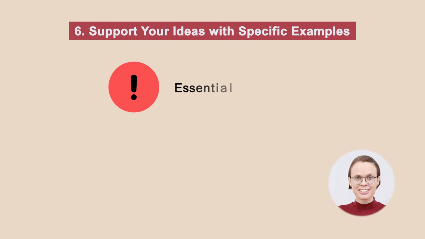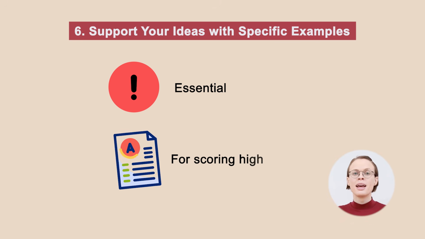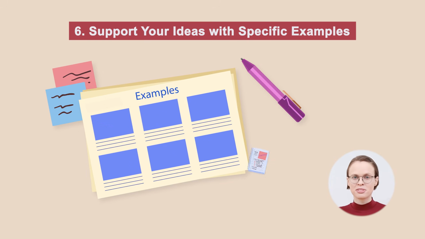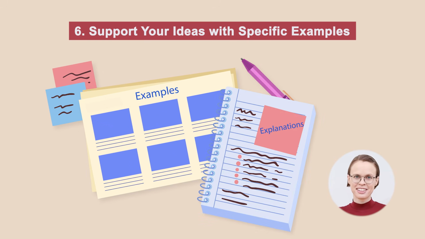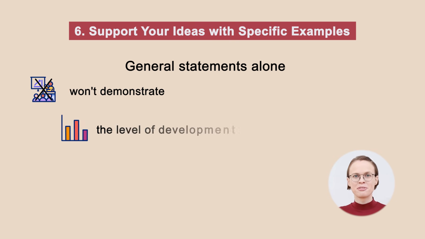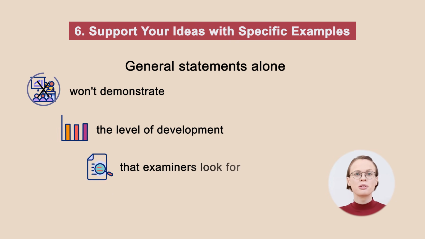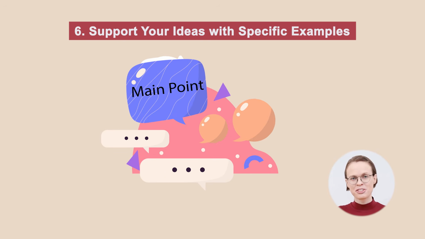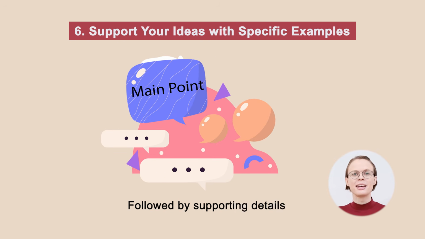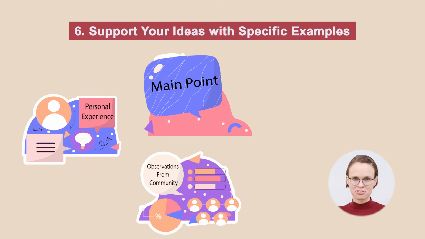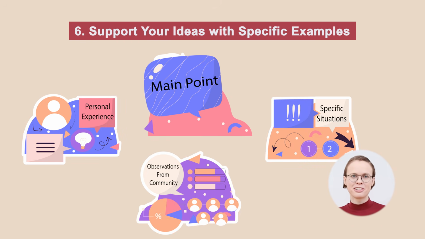Tip number 6 is essential for scoring high. You must support your ideas with specific examples or detailed explanations. General statements alone won't demonstrate the level of development that examiners look for in high-scoring responses. Every main point you make should be followed by supporting details. These could be personal experiences, observations from your community, or specific situations that illustrate your argument.